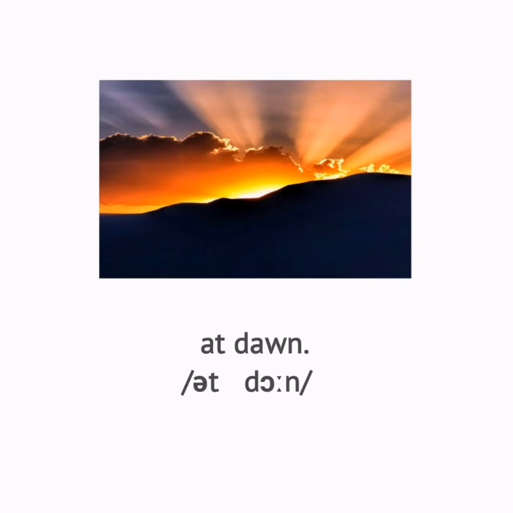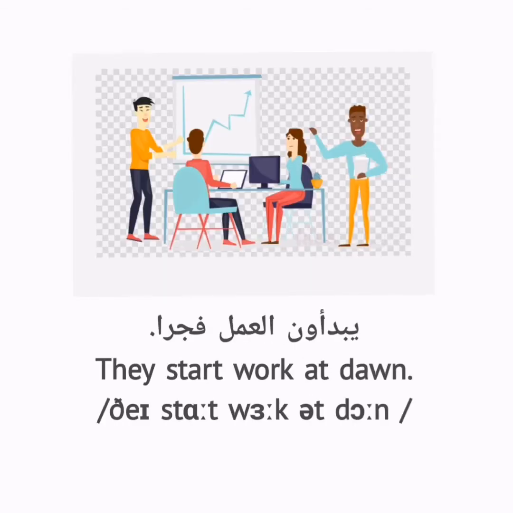For dawn, we use the preposition at, and we say at dawn, بمعنى عند الفجر أو في الفجر. Repeat. If you want to say, for example, يبدأون العمل فجرا, you can say they start work at dawn. They start work at dawn. Repeat.